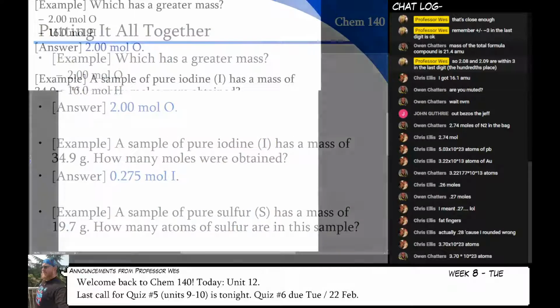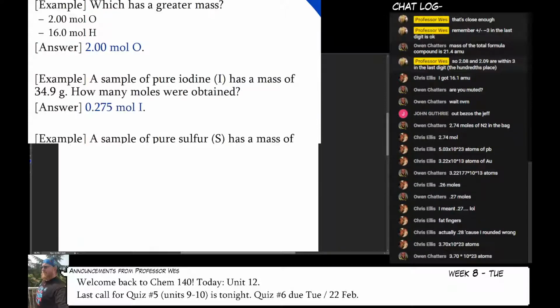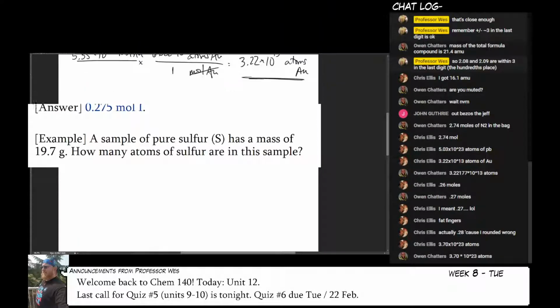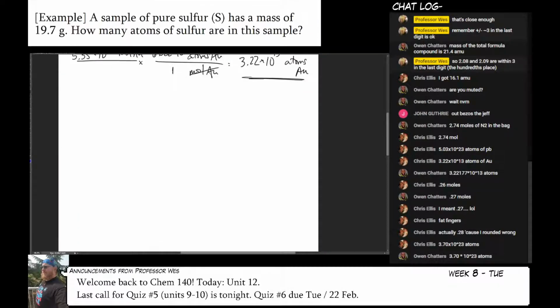All right, so we'll do this. There we go. I have 19.7 grams of sulfur. And I'm going to start writing out a blueprint here because this is multiple steps. So we're going to turn grams of sulfur into moles of sulfur, and then we'll turn that into atoms of sulfur.